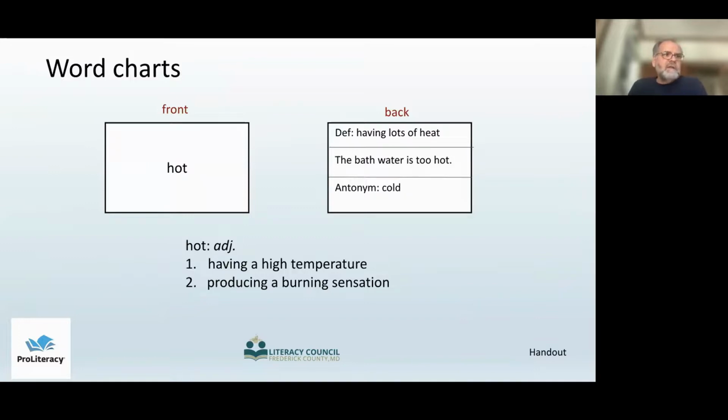The word chart activity is a variation of traditional flashcards and could go along with the process we just talked about. The student writes a new word on the front of an index card and a definition in their own words on the back. They then write a sentence using the word and an antonym or a word with the opposite meaning. The process of choosing antonyms helps students explore the meaning of the word beyond the dictionary definition. That's definitely true for the word hot.